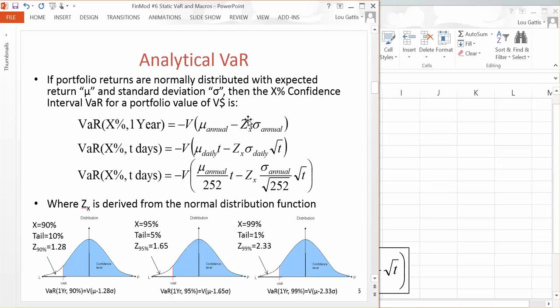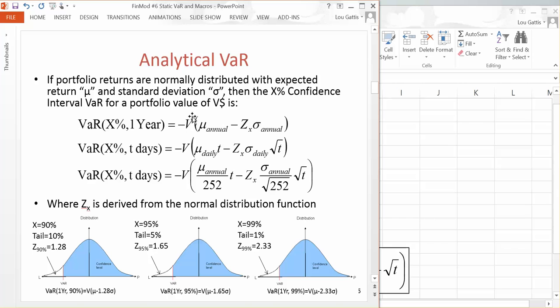Now those Z's generally take on only 3 values, either a 90, 95, or 99% confidence interval VaR. My 95% confidence interval Z is 1.65, so only 5% of the time would you expect to have a 1.65 standard deviation adverse change. And for a 99% confidence interval VaR, your Z is 2.33.